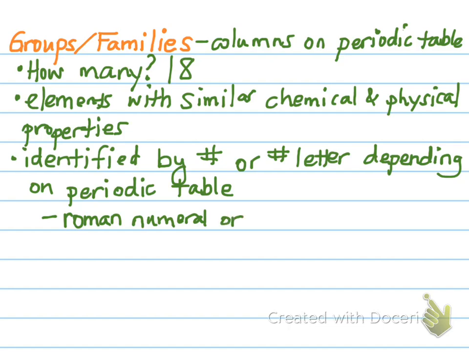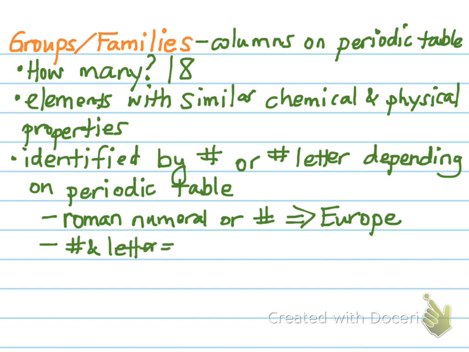Or if it's just a number, it tends to tell you that the periodic table originated in Europe, because in Europe they typically just use a Roman numeral, or just numbers, and usually that means it's from Europe. When you see a number and a letter, that often is telling you it's from the United States.